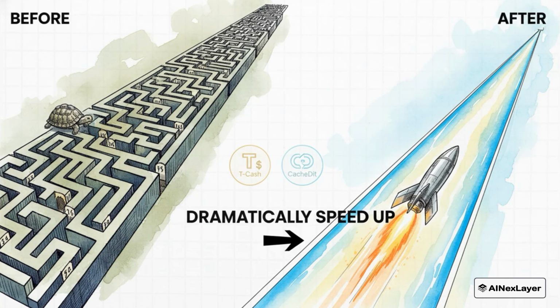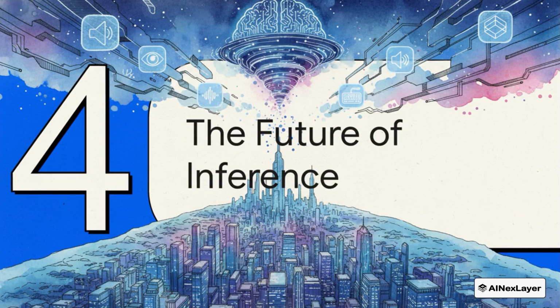So what's the point of all this fancy footwork? Tcache, Cache-DiT, all of it. It's simple. They all work together to take that slow 50-plus step process and make it fundamentally, dramatically faster. So where does all of this leave us? Let's zoom out for a second and look at the big picture and what the future of AI inference could look like with tools like this.